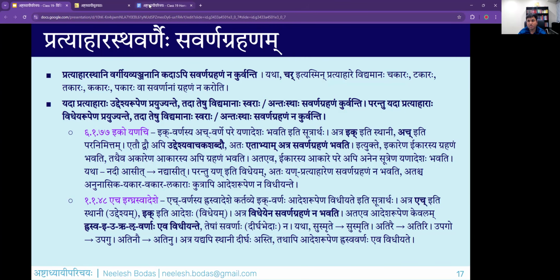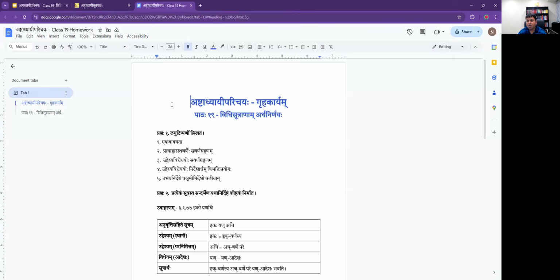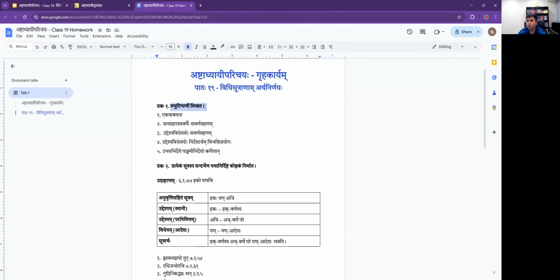Very important discussion. Here is the homework. Laghu tippanim likhata. Write a small note. एकवाक्यता प्रत्याहारस्थवर्णैः सवर्णग्रहणम् उद्देश्यविधेययोः सवर्णग्रहणम् उद्देश्यविधेययोः निर्देशार्थं विभक्तिप्रयोगः उभयनिर्देशे पञ्चमीनिर्देशो बलीयान्. So उद्देश्यविधेययोः सवर्णग्रहणम् उद्देश्यविधेययोः एकस्वरस्य सवर्णग्रहणम्. So instead of प्रत्याहारस्थवर्णानाम् एकस्वरस्य सवर्णग्रहणम् like a and so on.